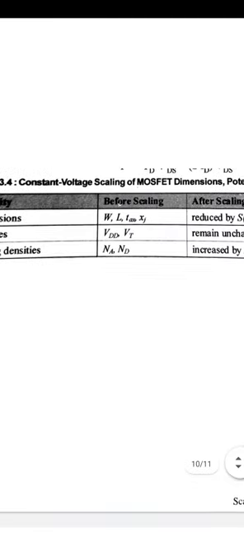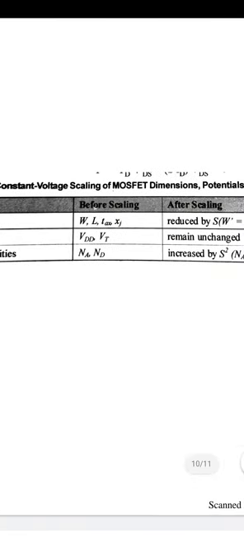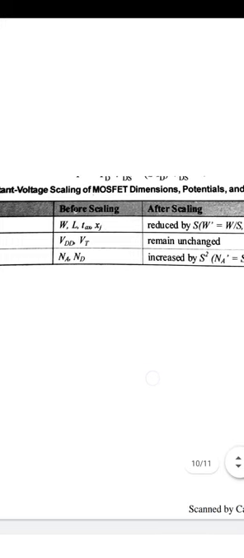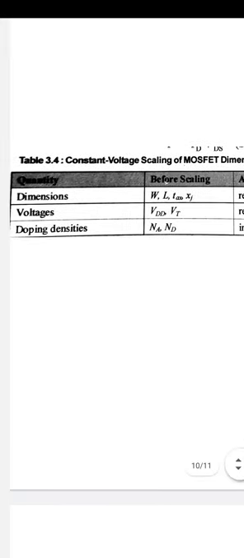According to these relations, the dimensions in terms of width, length, tox, and junction width are all reduced by a factor of S, that is, W dash is equal to W by S. When we talk about the voltages, VDD and VT, basically the drain to source voltage and the threshold voltages, they remain unchanged. These are not affected by the scaling factor.